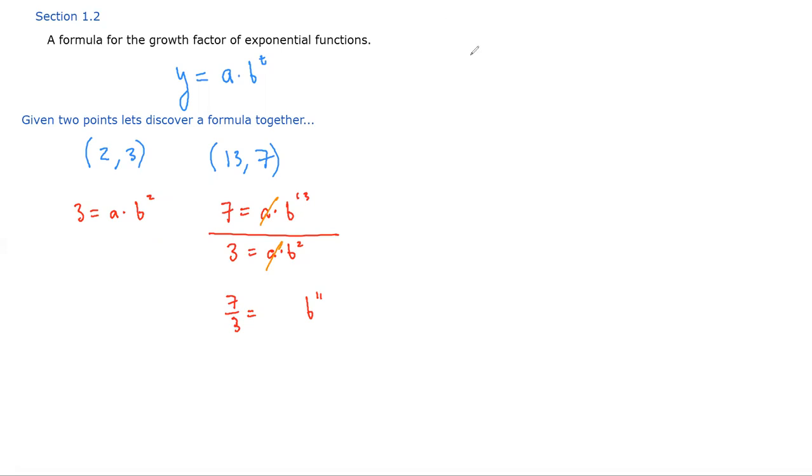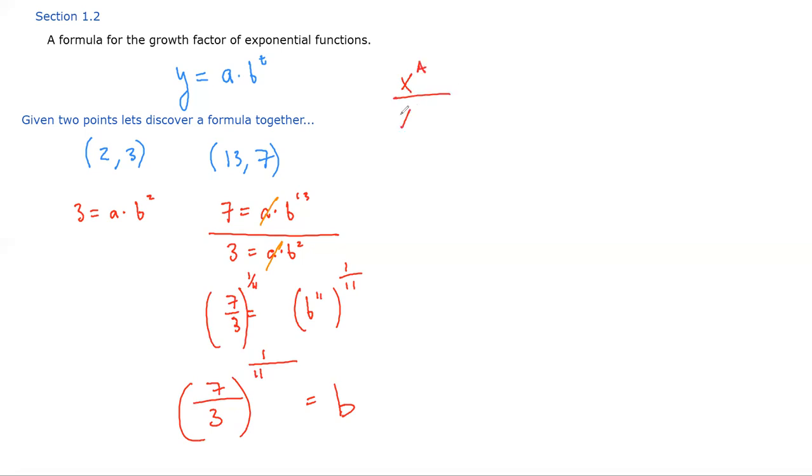Now, how do I get b by itself? I'm going to raise both sides to the 1/11th power. And so 7/3 raised to the 1/11 is equal to my growth factor b. And maybe I went a little bit quick there, but if I have x to the a and I divide that by x to the b, our properties of exponents say that I'm going to have x to the a minus b.